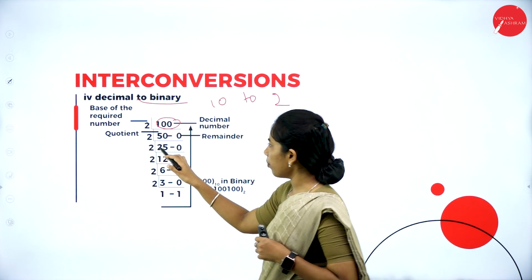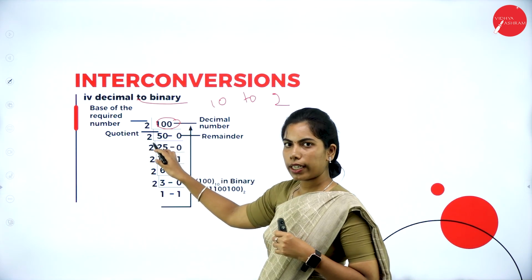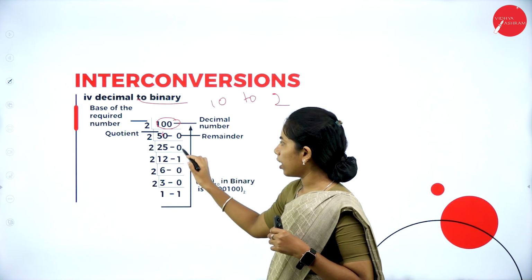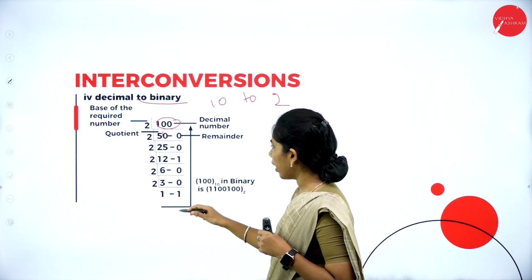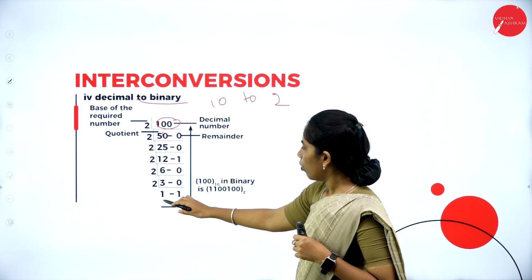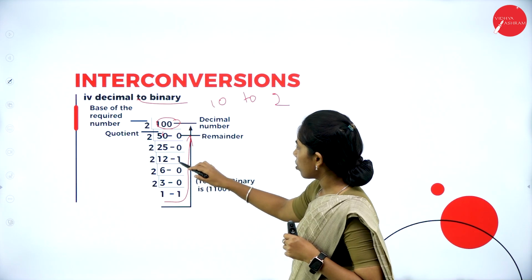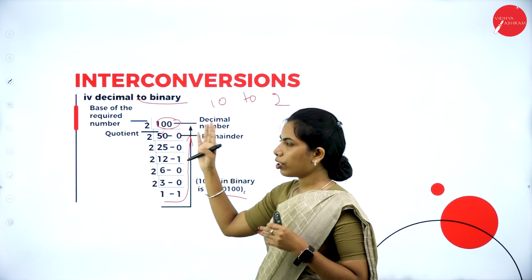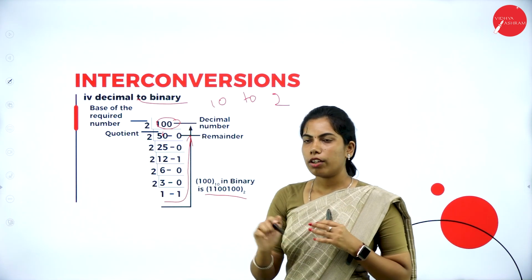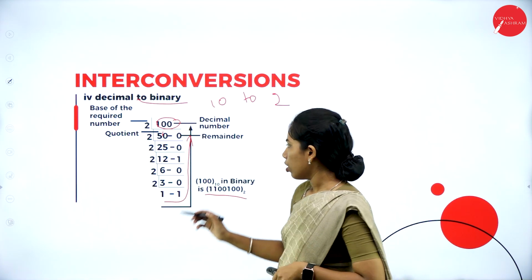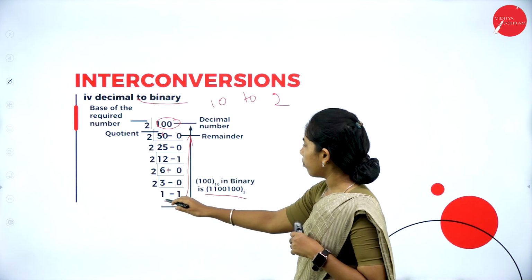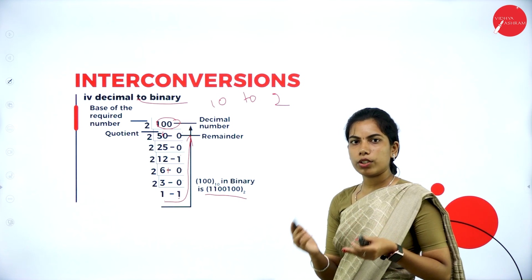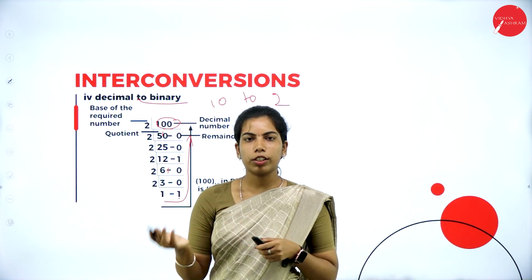Again, divide by 2 again. 2 into 25 gives 50, again remainder 0. When you keep on dividing all this, you will get 1, 1, 0, 0, 1, 0, 0. That is binary. When you have a decimal number, you have to convert it to binary. You have to divide like this. Got it? So when I keep on dividing, I get a result 1, 1, 0, 0, 1, 0, 0 with base value 2. This is how you have to convert decimal to binary.